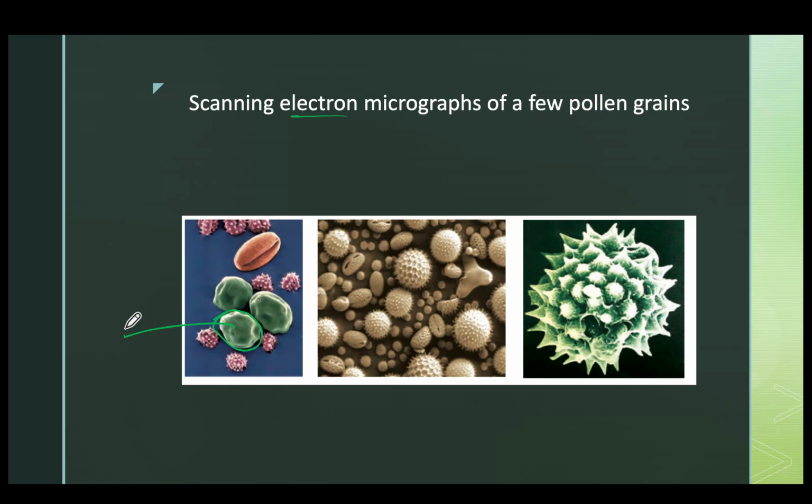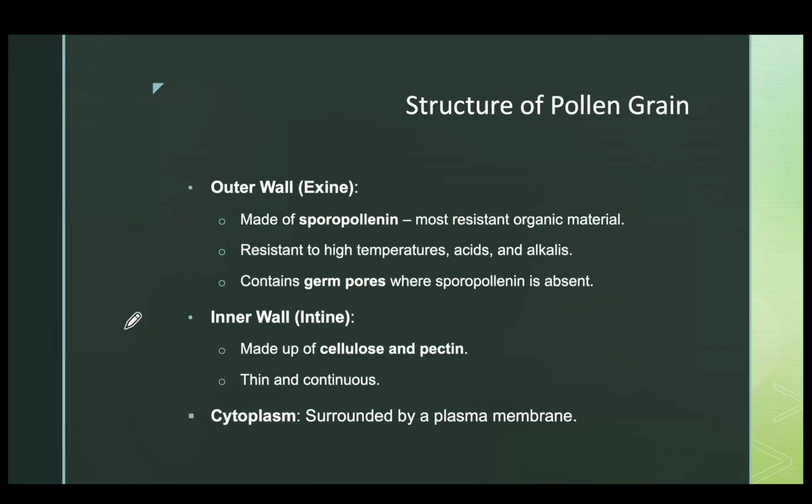Now, if we look at the individual structure of a pollen grain, I want to see what exactly is present inside it. There are two layers present in the pollen grain. The outermost layer is known as exine and the inner layer is known as intine. The outer layer is made up of sporopollenin, which is the most resistant organic material, resistant to high temperature and extreme environmental conditions. It contains a germ pore where sporopollenin is absent. Meaning what?